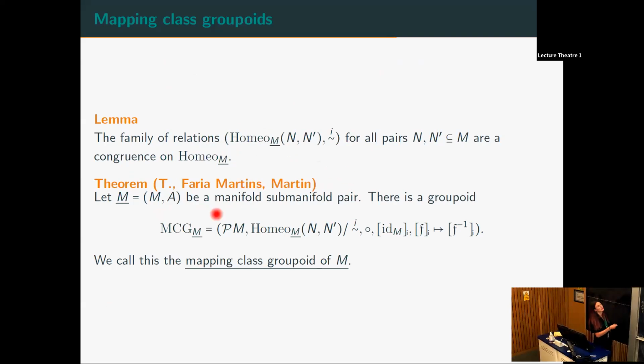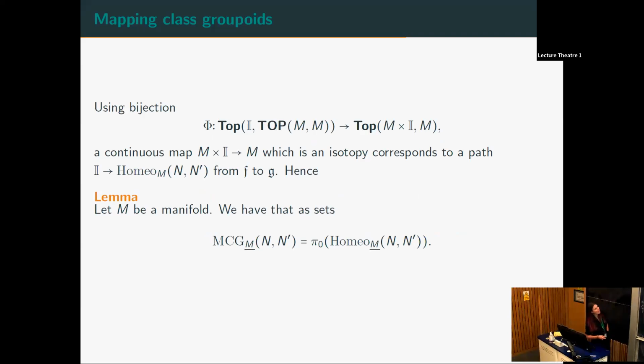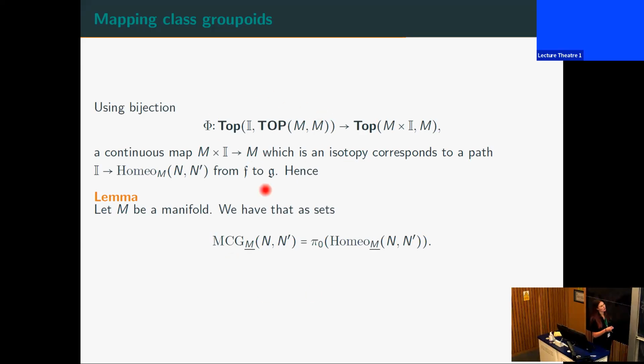And it's fairly straightforward to check that these relations really do form a congruence on Homeo(M). So we can consider the quotient, and then we define the mapping class groupoid to be this quotient, where our objects are still the same. We have self-homeomorphisms quotiented by isotopy. Composition now is just composition of self-homeomorphisms, identity homeomorphism, and inverse. Okay, and then we can again use the same result we used before, this tensor-hom adjunction. And this allows us to say that these continuous maps, these isotopies, M cross I to M, really are exactly the same as paths into the space of homeomorphisms.